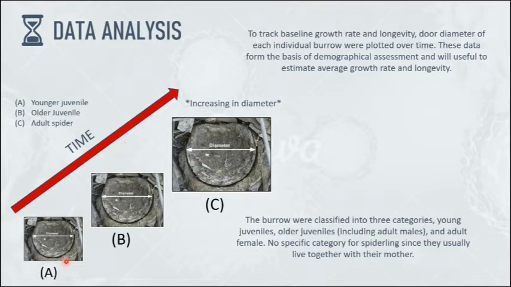For classifying the burrows, actually there are 3 categories. The first one, the smallest one, is the younger juvenile, or we call it sling, for the baby spiders. The slightly bigger one is the older juvenile, including adult males, and the biggest one is the adult female. There is no specific category for the spiderlings or baby spiders, since they usually live together with their mother as proof of maternal care.